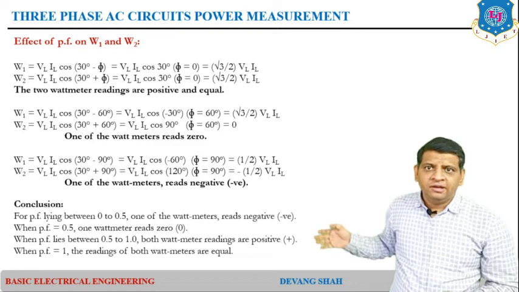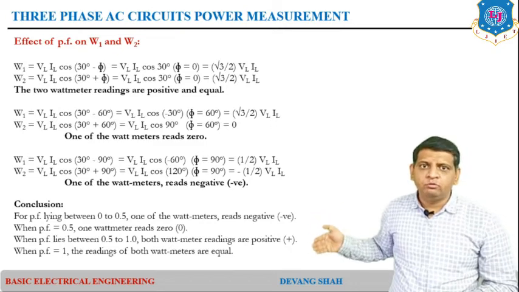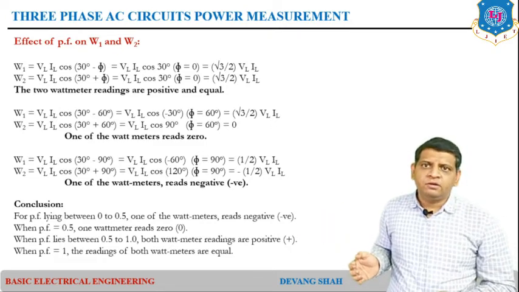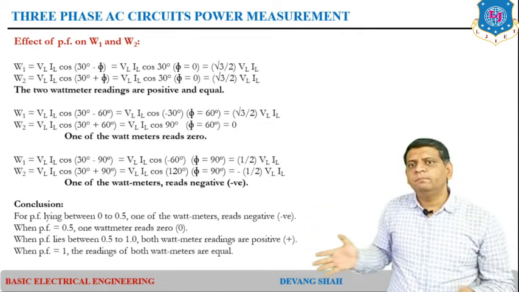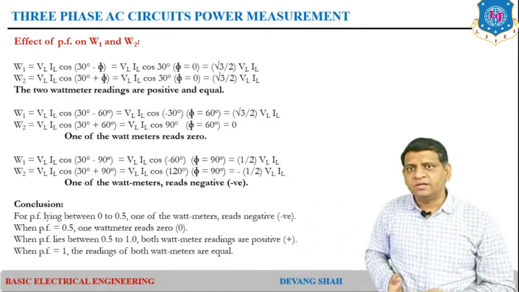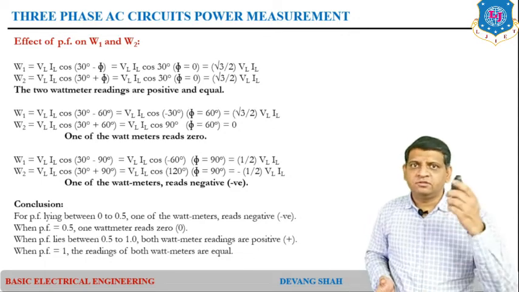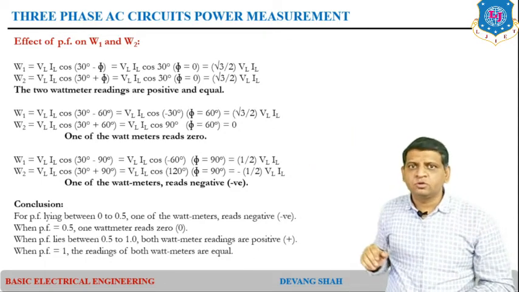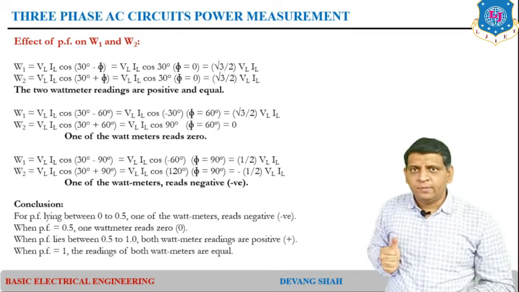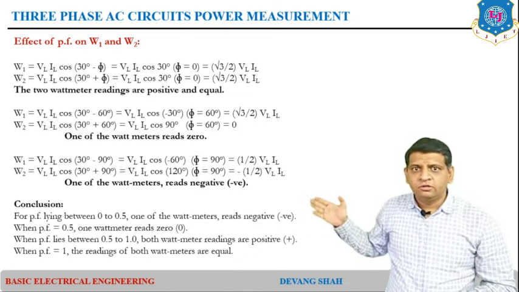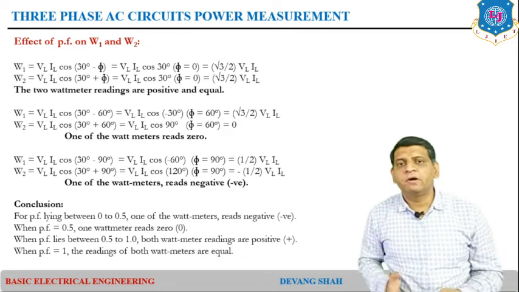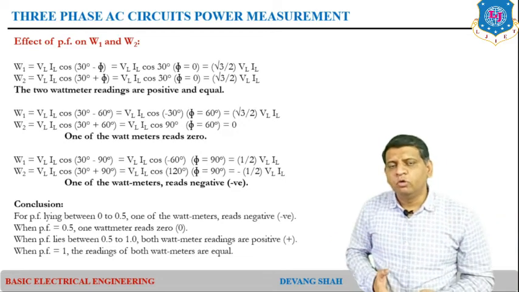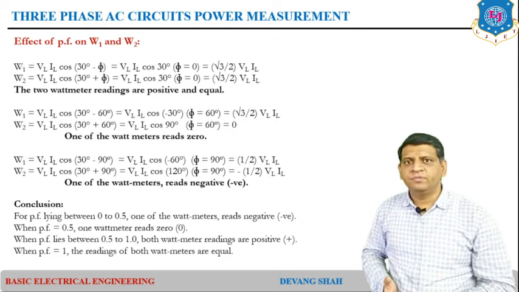When the power factor lies between 0.5 and 1, then both the wattmeter readings are positive, and if the power factor is equal to 1, you can see both wattmeters are equal, the same and positive, right? So, this is case number 1 where power factor is equal to 1, case number 2 where power factor is equal to 0.5, and case number 3 where power factor is between 0 and 0.5, right? So, this is about the power measurement by the 2 wattmeter method in 3-phase AC circuits, right?